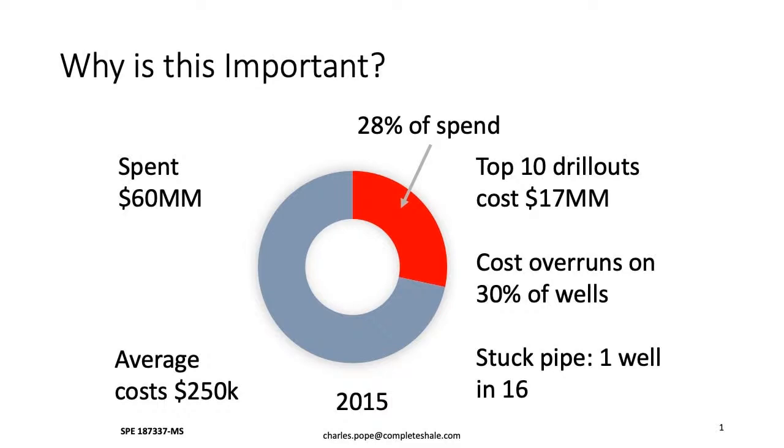30% of all the wells had cost overruns, and the morning report showed that one well in 16 had stuck pipe. Spears and Associates tells us that the coil tubing industry is a $5 billion a year industry. If I take these statistics and apply them to all of our coil tubing interventions, stuck pipe costs our industry over $1 billion a year.